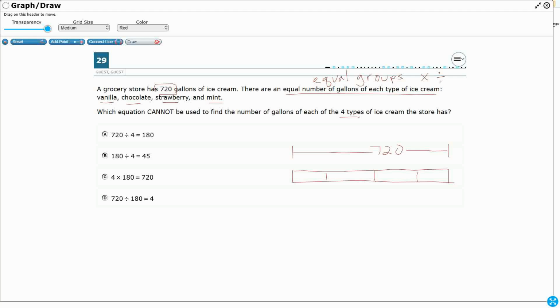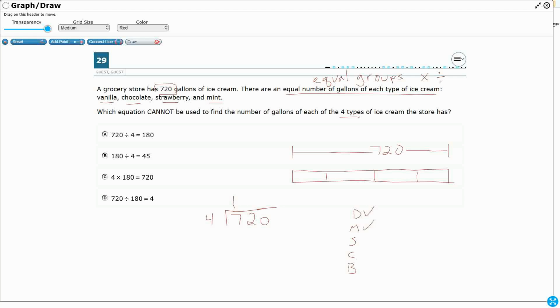Let's do a little long division. I know I've got 720, and now I need to break them up into four equal groups. So let's do our long division here. And so remember, we divide, we multiply, we subtract, we check, we bring down. So we divide. 4 goes into 7 one time. You always look at that first digit if possible. If you can't go into the first digit, you go into the first two digits.